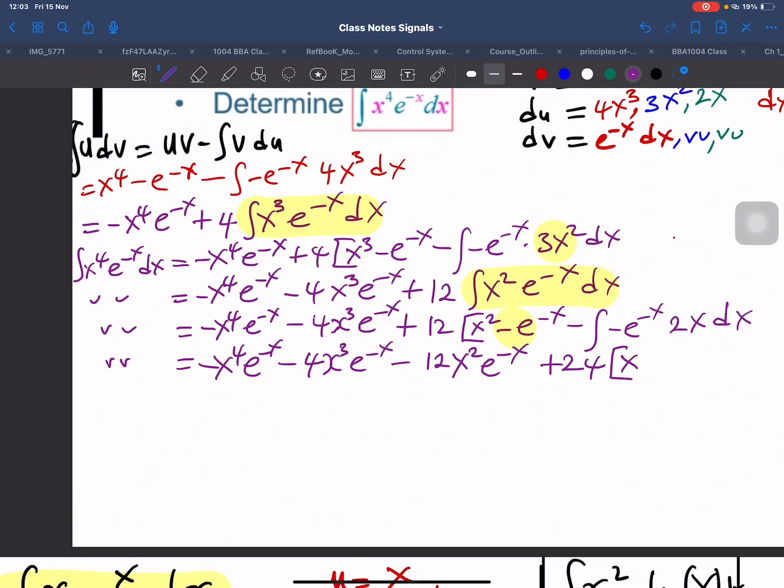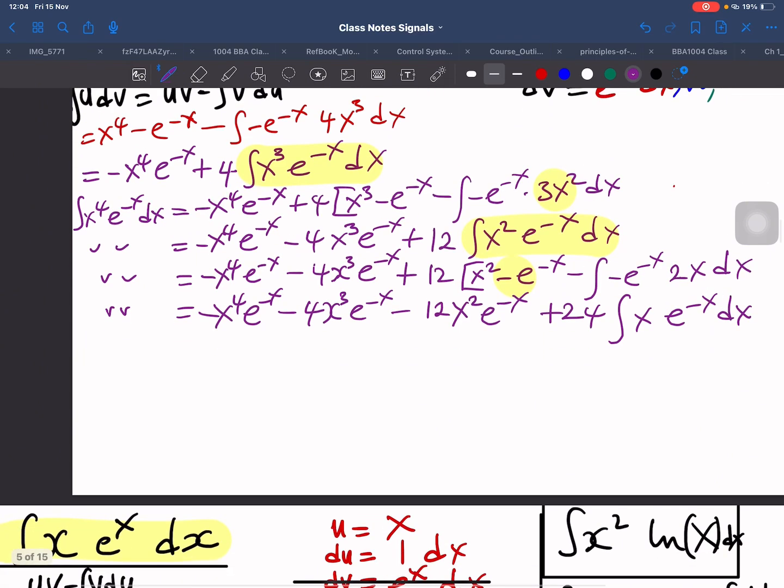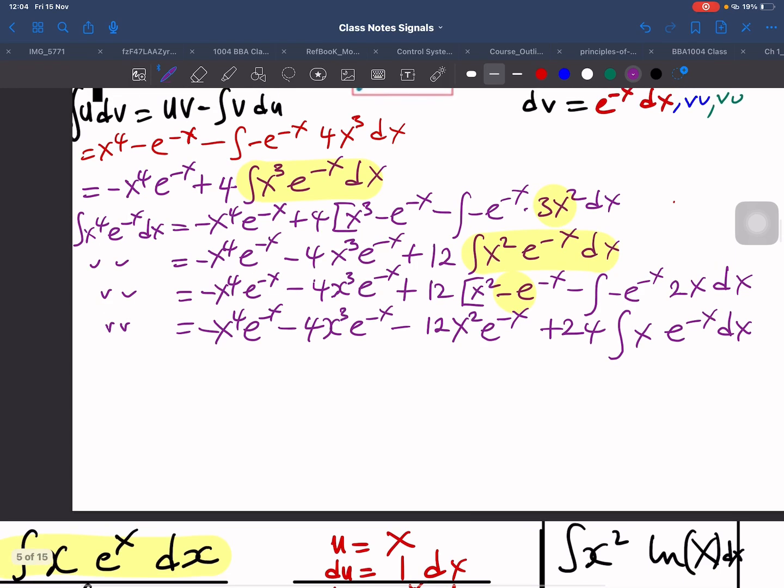x e raised to power minus x dx. Sorry, plus 24, e raised to power minus x. Sorry, the x should come first: 24x e raised to power minus x dx. So this time around, we still have another integration to do. We keep going like that. This one, I guess, is going to be the last one.